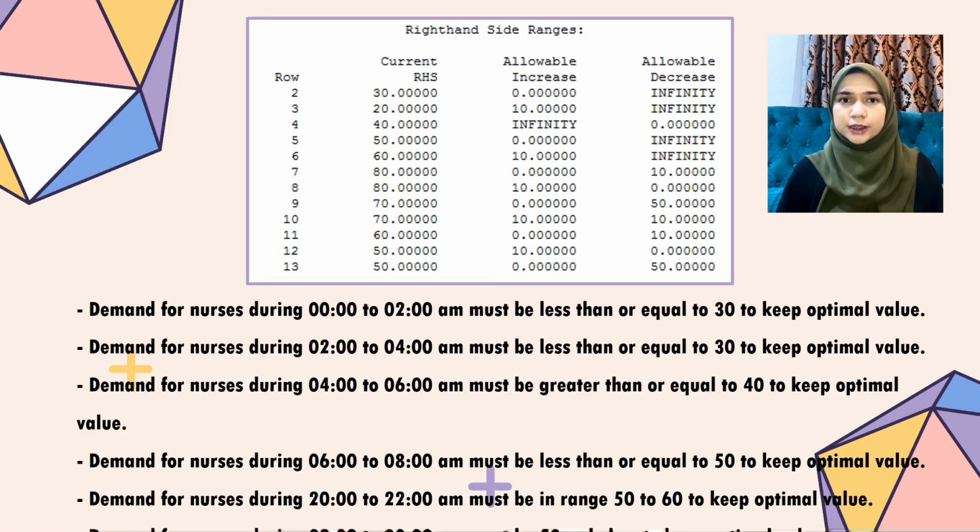Next, in a complementary sense, if the right-hand side of a single constraint is changed within the range specified, then the optimal values of the demand number of nurses will not change. For example, from the RHS table, the current RHS for row 2 is 30. It is not allowable to increase, but allowable to decrease to infinity. So the demand for nurses during 12 midnight to 2 a.m. must be less than or equal to 30 to keep the optimal value. Next example, row 4, demand for nurses during 4 a.m. to 6 a.m. must be greater than or equal to 40.